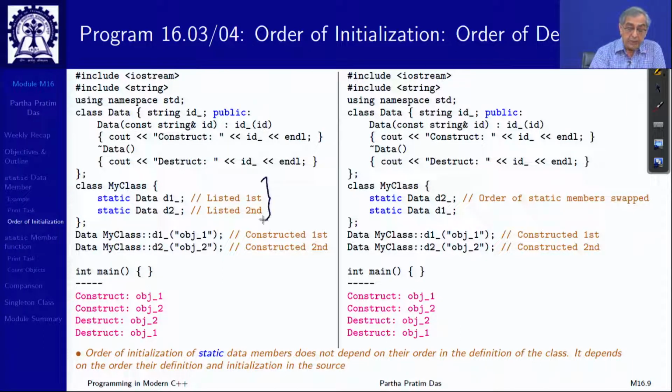So, here I have a class which has two data members which are static, static data D1, static data D2, right. And in the source file I am initializing, constructing them, first D1 with obj1, then D2 with obj2, and I can see that this is the order in which the construction happens, destruction obviously in the reverse order. So, now the question is, is the order that I am seeing because of the order in which I have initialized them or the order in which I have listed them in the class?